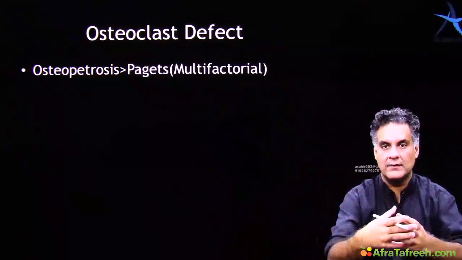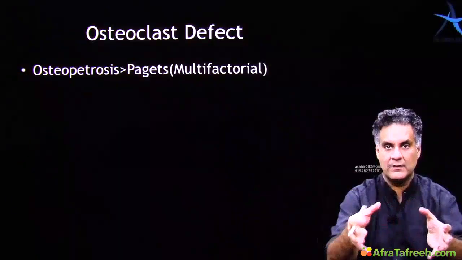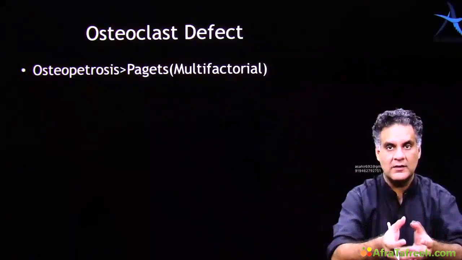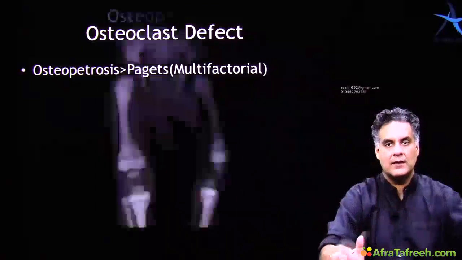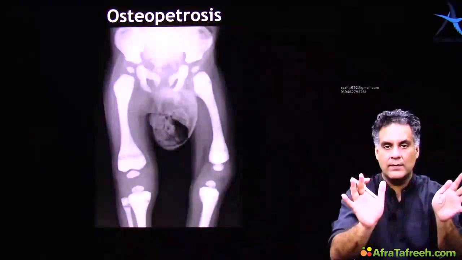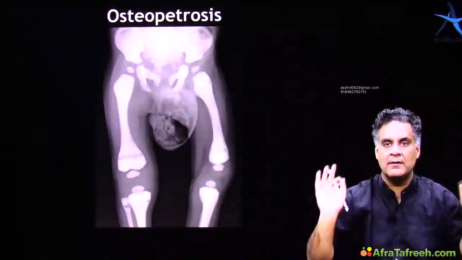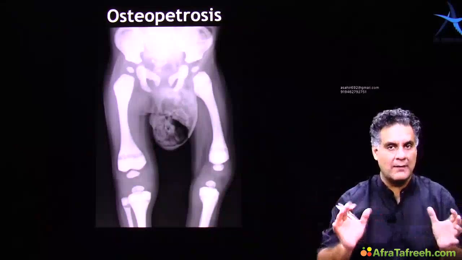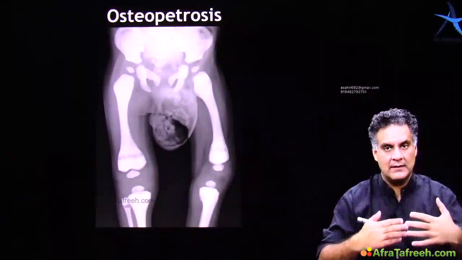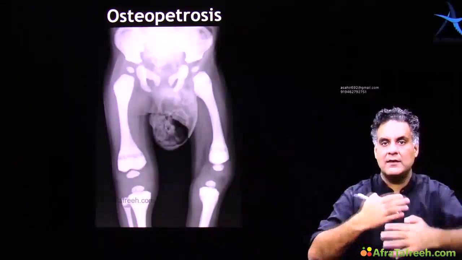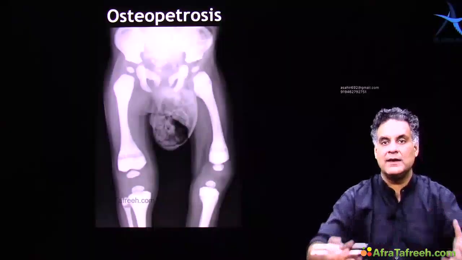They do remodeling. And when the osteoclast is defective, there can be two disorders, osteopetrosis or Paget's. Paget's has a multifactorial cause, so I've kept it second. In osteopetrosis, there's no marrow. Bones will look white, called marble bone disease. No marrow, so pancytopenia, anemia. And then, because of anemia, pancytopenia, secondary hematopoiesis, hepatosplenomegaly.